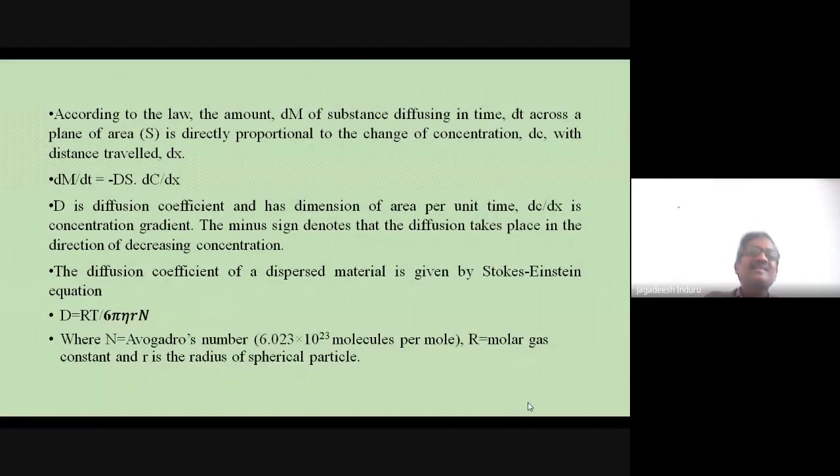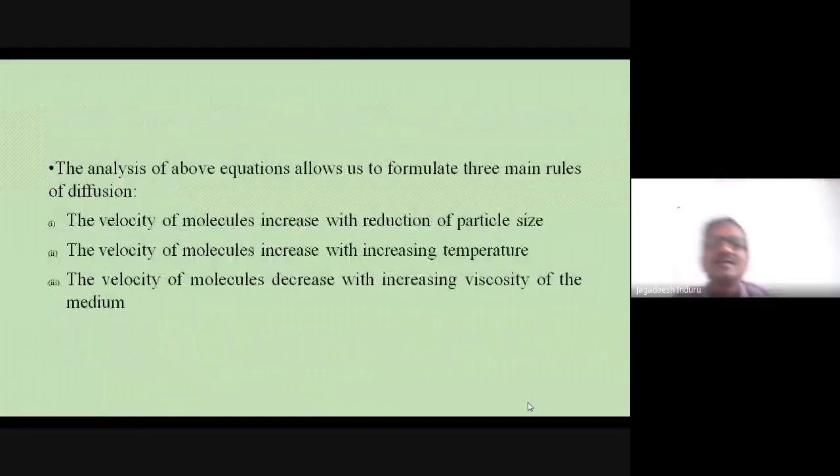So these are all the things which will result in some questions we are going to have. The velocity of the molecule increases with the decrease in particle size. This is what the equation says. The three main rules are going to come, and the velocity of the molecule is more, that is, it increases with the reduction in the particle size, which is obvious, because the r is in the denominator, an inversely proportional relationship.